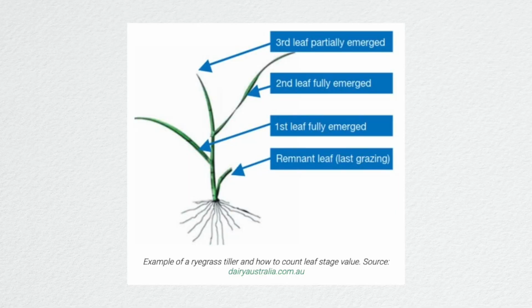A ryegrass plant grows 3 full leaves in its life cycle before the first formed leaf starts to decay and a 4th leaf starts to emerge. The goal here is to graze at no more than the 3 leaf stage. Beyond this, wastage off your pasture occurs as the oldest leaf begins to die. The maximum grazing interval is the 3 leaf stage.